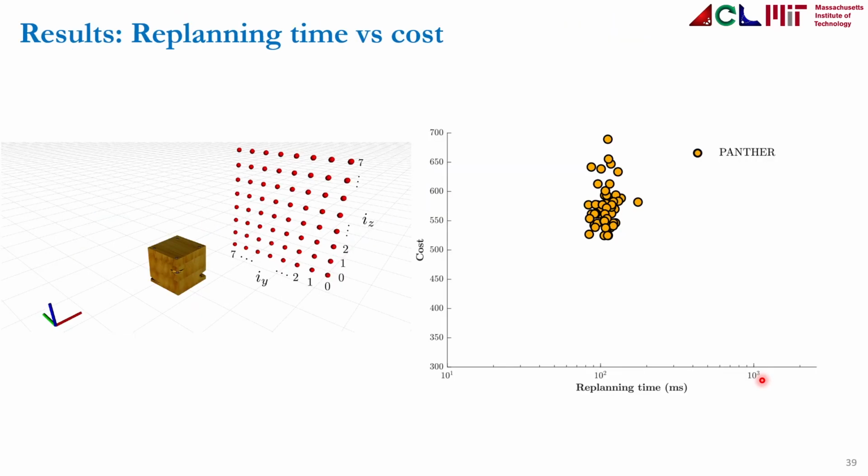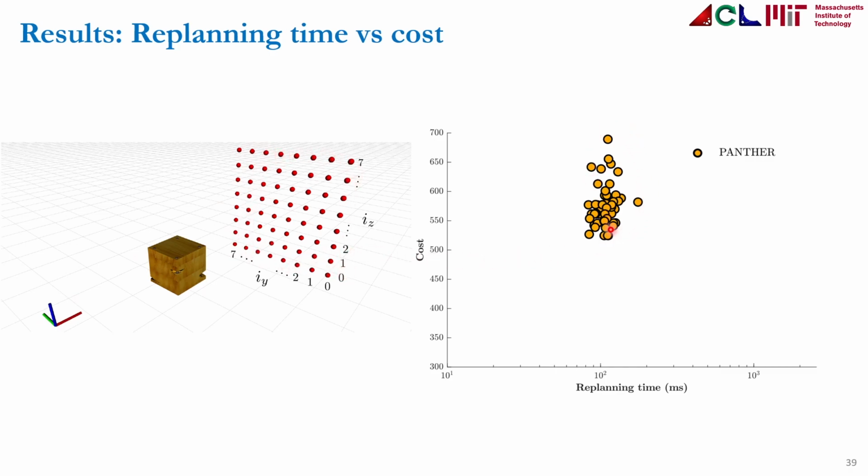Okay, so let's move now to the results. In this case, you have the same plot I have shown you before, where you have cost versus replanning time, which are the results of this simulation experiment, where you have the UAV over here that needs to plan a trajectory to go to each one of these 64 goals.